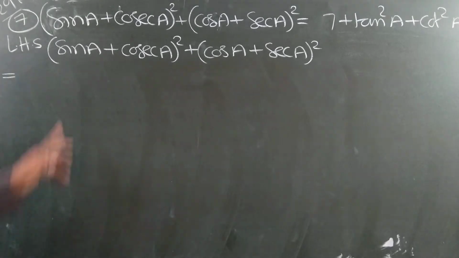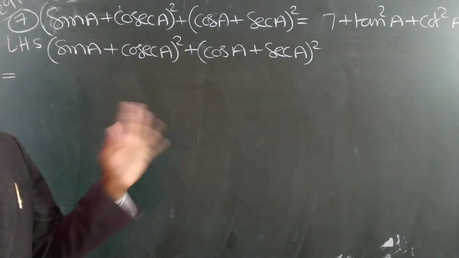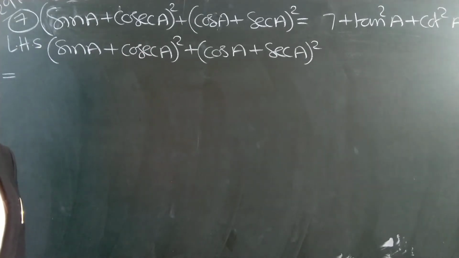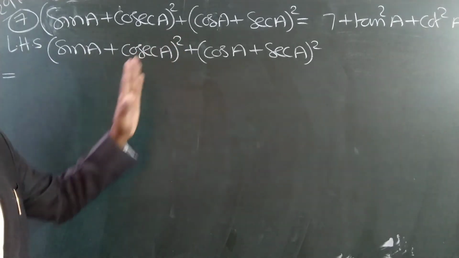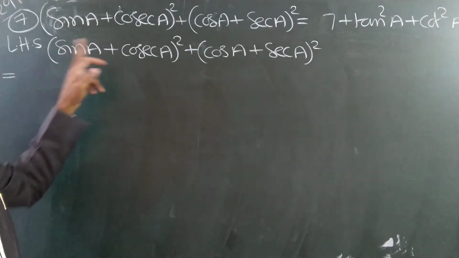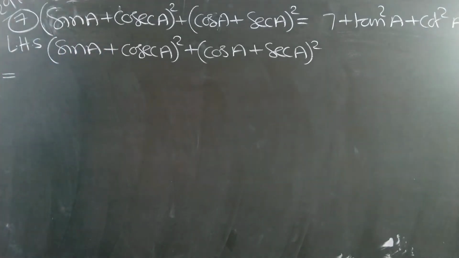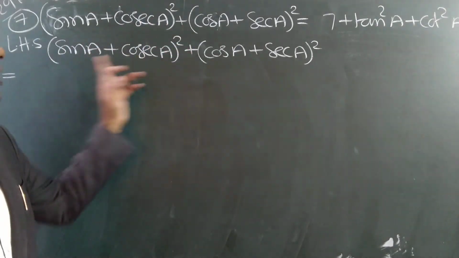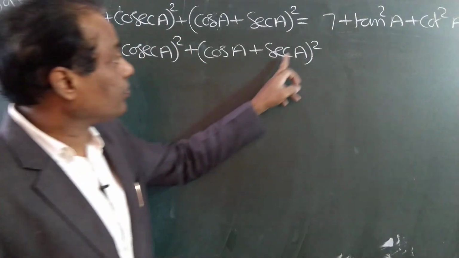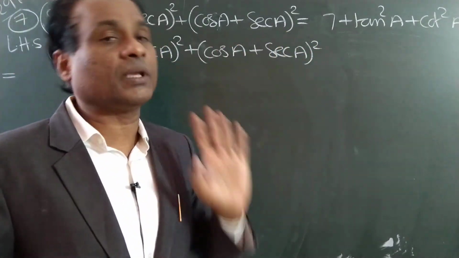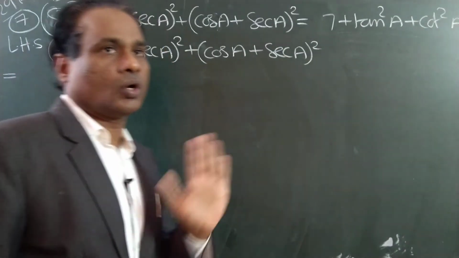First, the simple A plus B whole square formula I have applied. What is A plus B whole square formula? A square plus B square plus 2AB. That formula I am applying. Don't write.